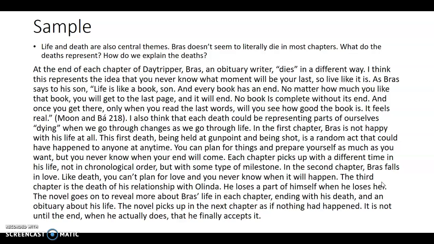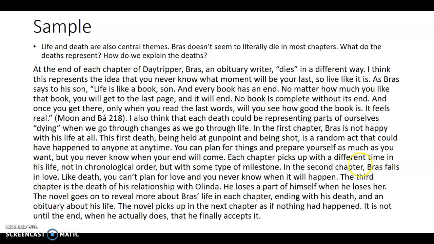So here's a sample primary post that was drawn from a class I taught before. It's about a text called Day Tripper by Fabio Moon and Gabriel Bá, two Brazilian twins. The text is a really fascinating story about a character named Brás de Oliva Domingos, who is an obituary writer and later on in the novel becomes a novelist himself. But the book's conceit is that in each of its chapters, Brás dies at the end of every chapter in a different way. And then the next chapter, he's alive again and then dies a different way. So it's like Groundhog Day, but with murders.